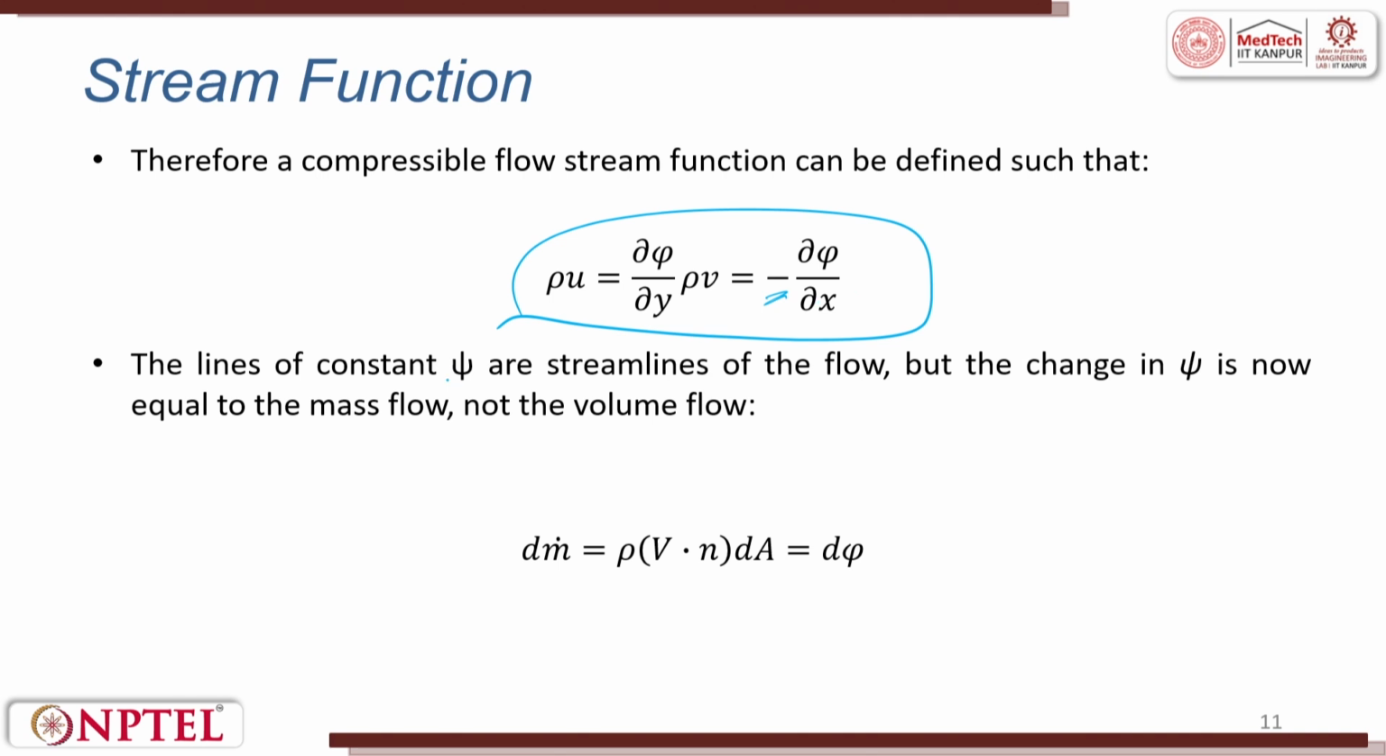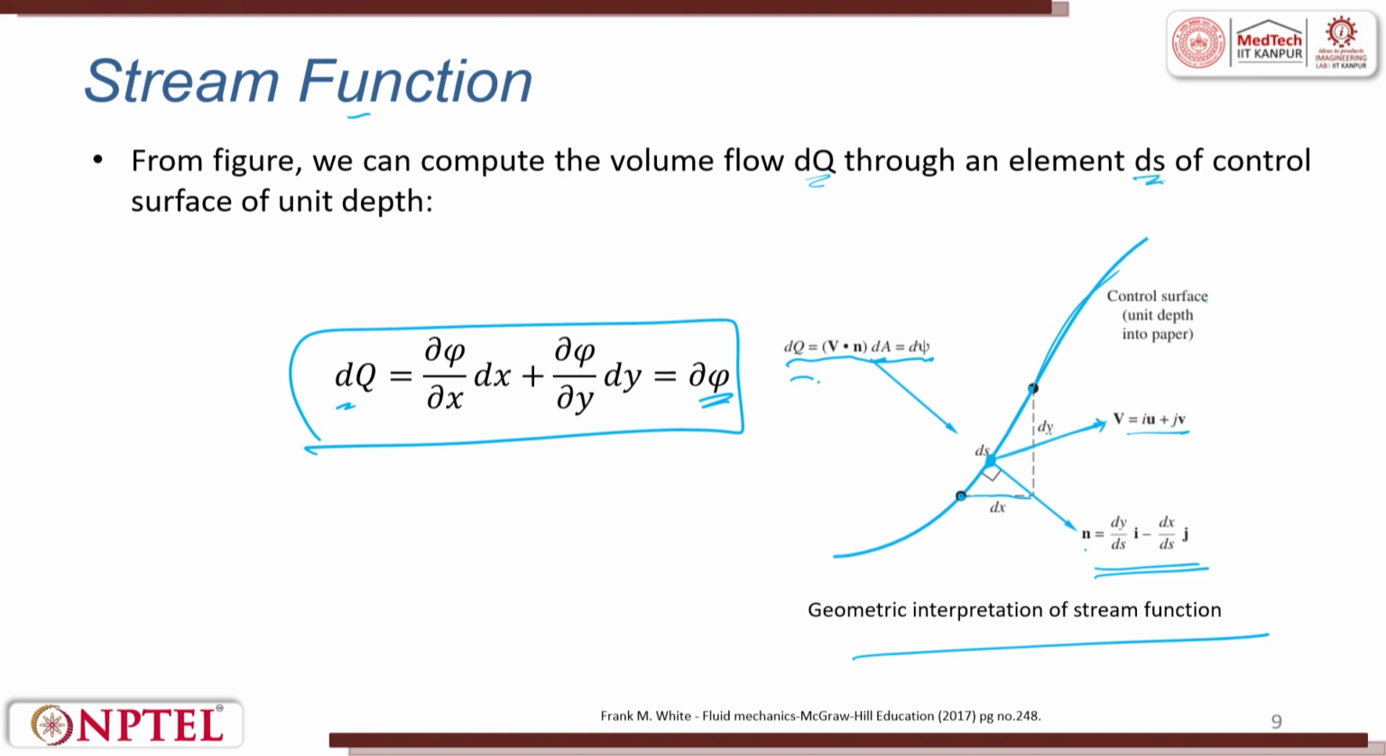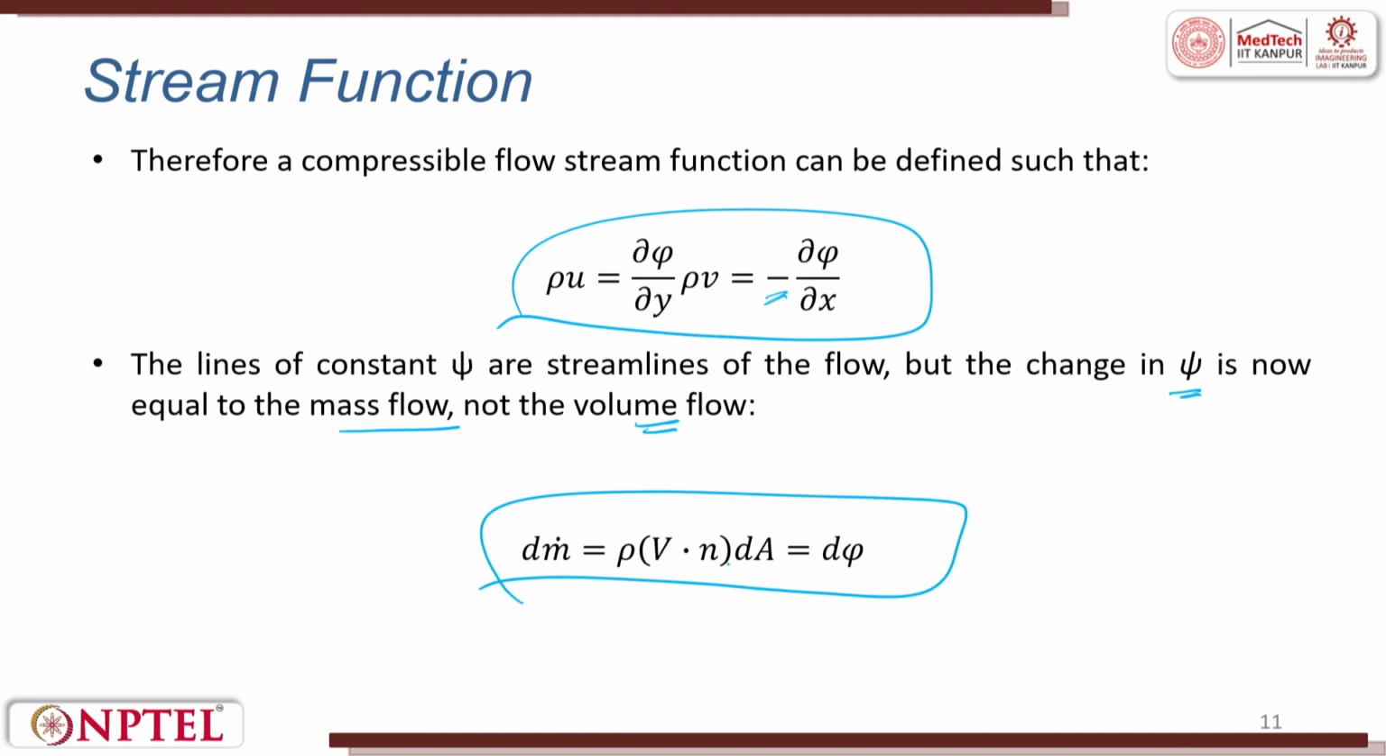The lines of constant psi are streamlines of the flow, but the change in psi is now equal to the mass flow, not the volume flow. So, the mass flow d m dot can be found out by rho v times n into dA. This rho v times n comes from here. V times n dA is equal to dou phi. So, through this we can try to find out the compressible flow stream function, and the lines of constant psi are streamlines in the flow.